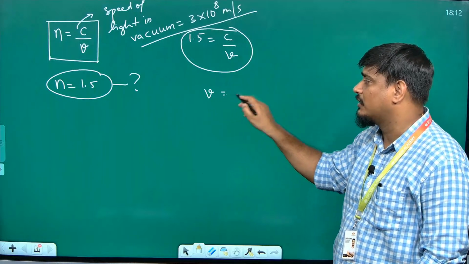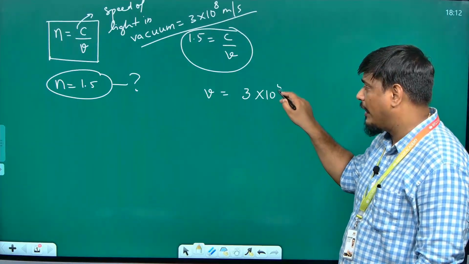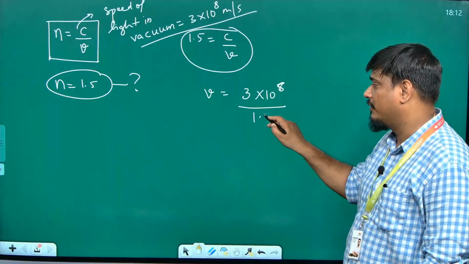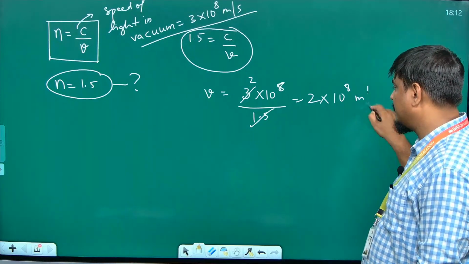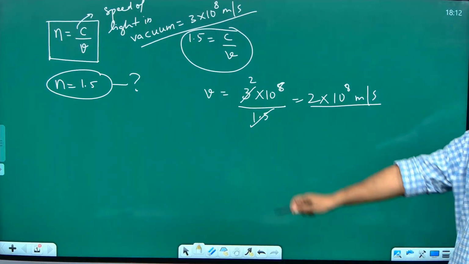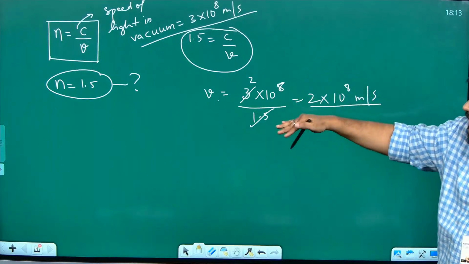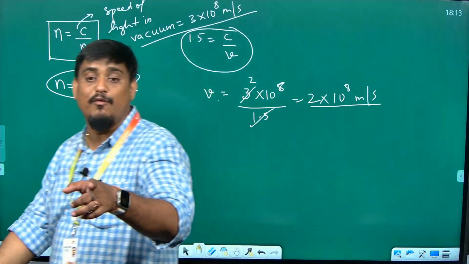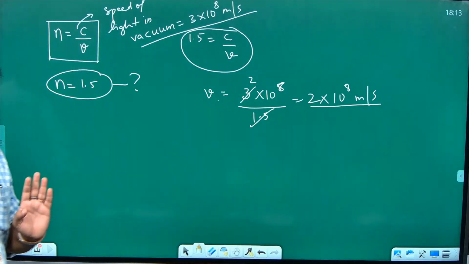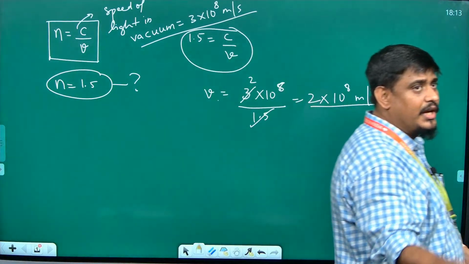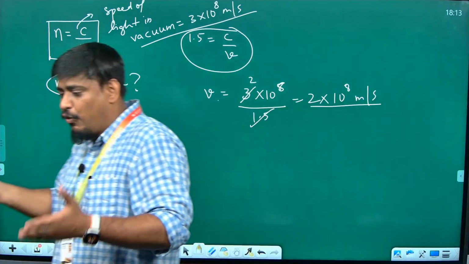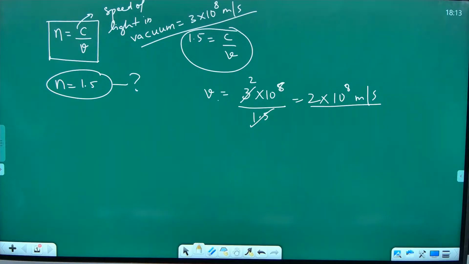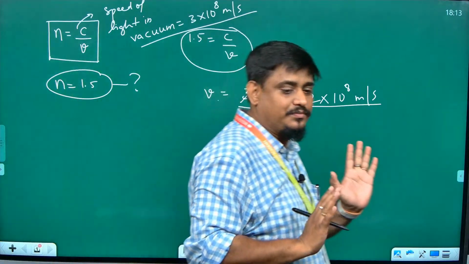If I use this equation, I will get the value of v as what? c, which is 3 into 10 to the power 8 divided by 1.5, which will make it 2 into 10 to the power 8 meter per second, which gave us an idea that speed of light in this medium is 1.5 times lesser compared to speed of light in vacuum. So if a question comes in the examination, in the board it has come in the past also, if refractive index of a medium is 2.42, what is the meaning of it? Meaning is light travels 2.42 times slower in that medium compared to its speed in vacuum, isn't it?